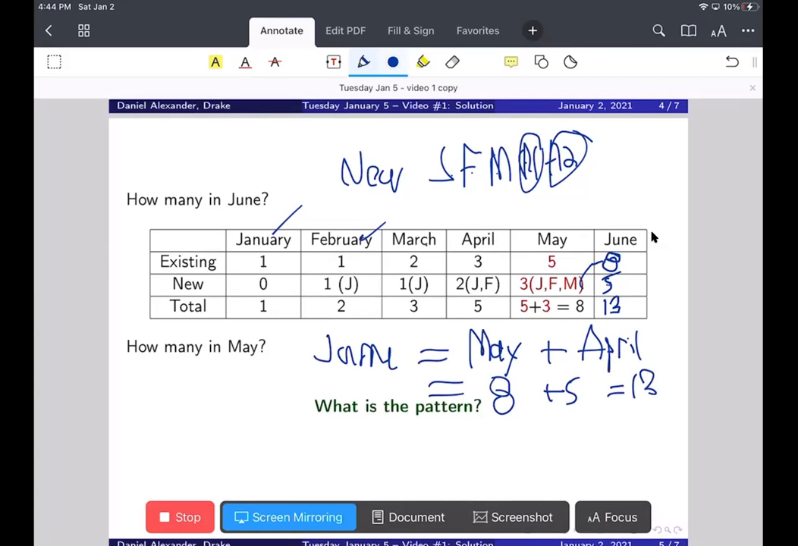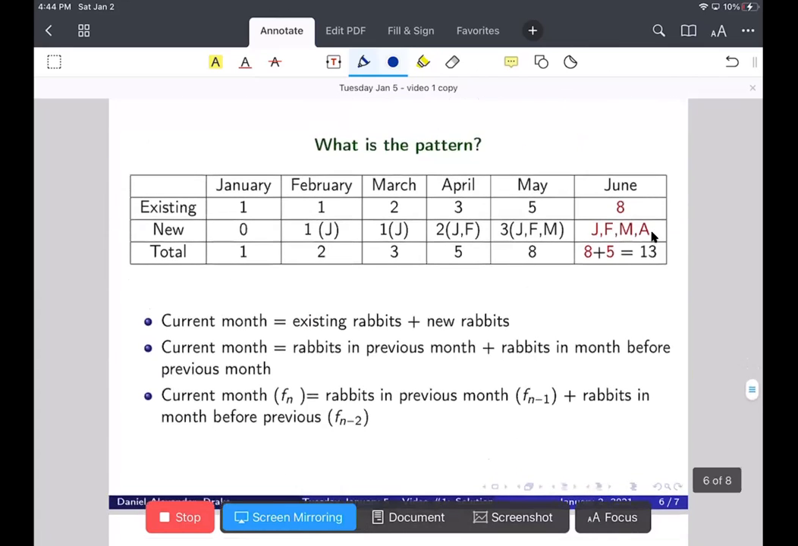So I'm going to go to the next slide, and I just wrote all that stuff down. Again, in June, we have all these 8, and then the ones in April are here. Remember, there are 2 Aprils, so that total goes here. So here's the pattern: the current month is the existing rabbits plus the new rabbits.